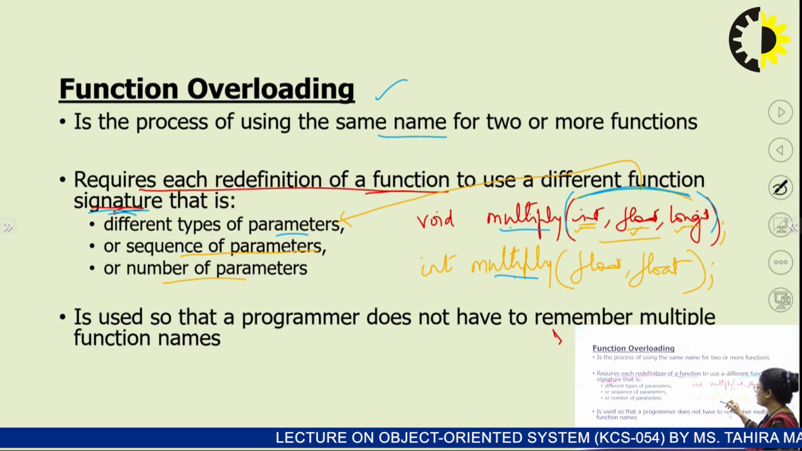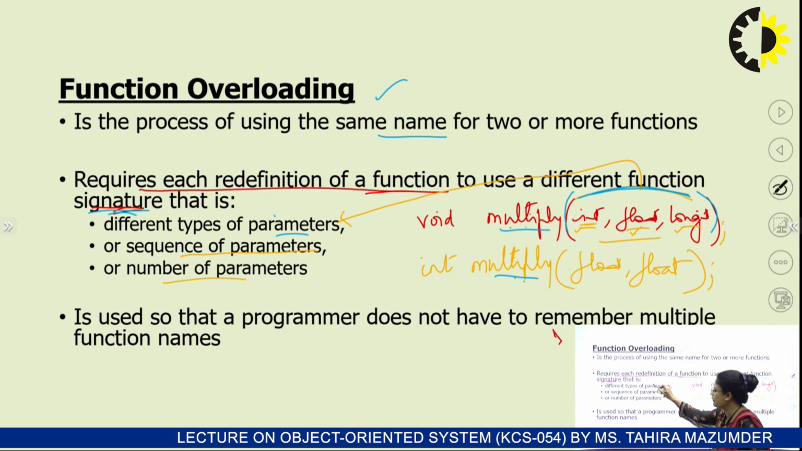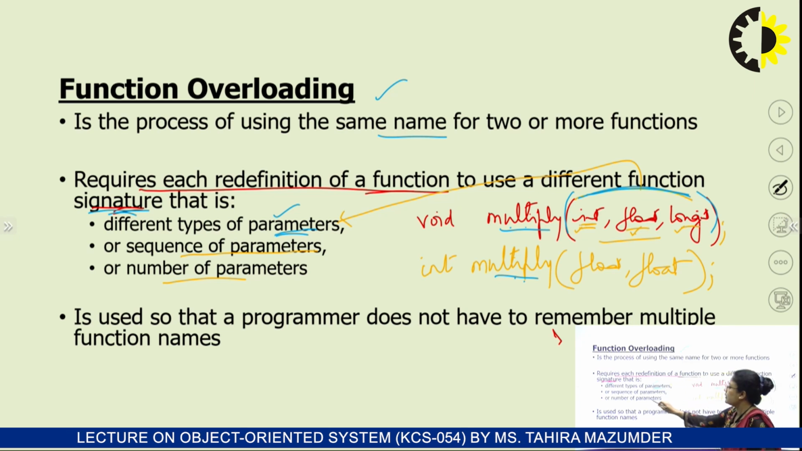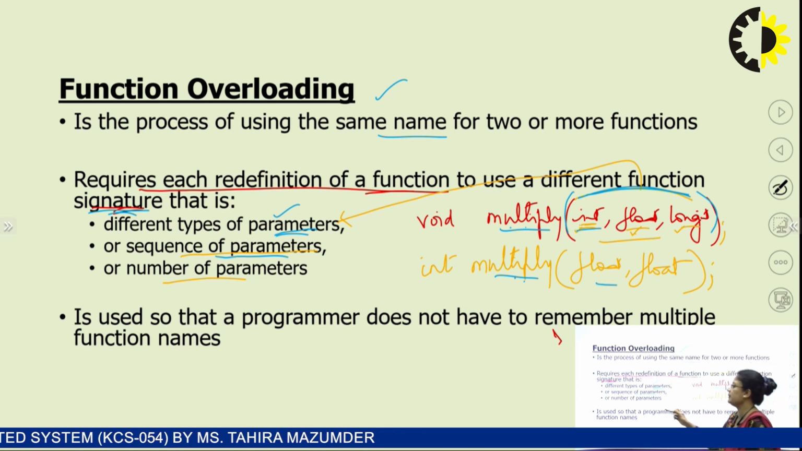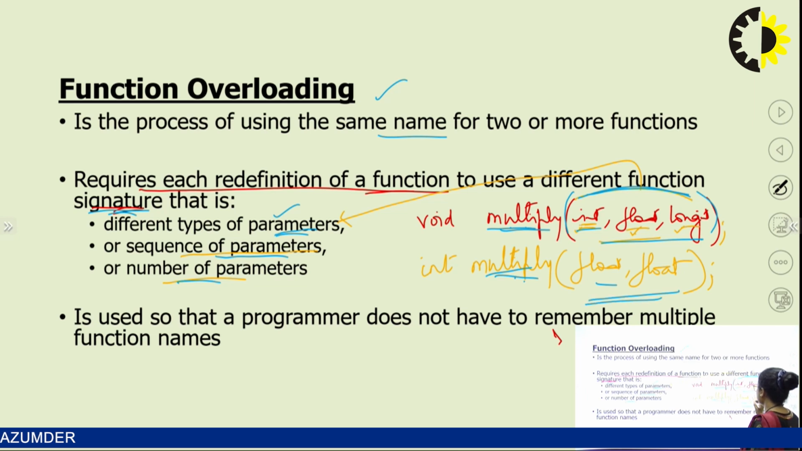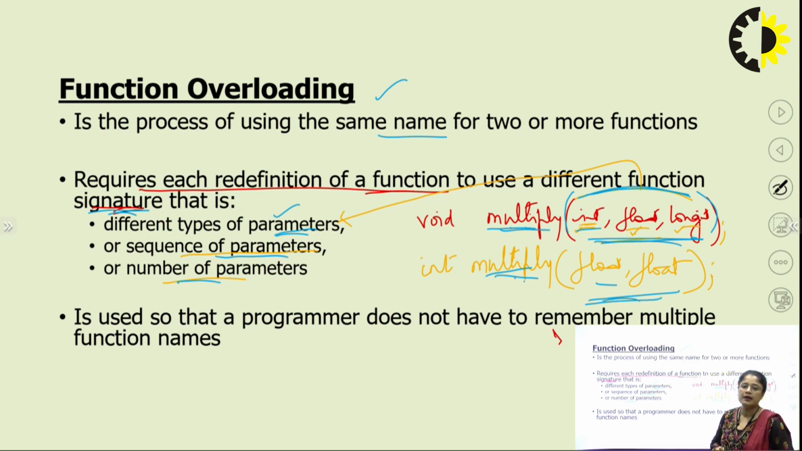The 2 functions with the same name need to have different types of parameters or different sequences of parameters, like maybe here it is having 2 integers, or here it is having 3 integers. Or maybe the number of parameters is different. So the 2 functions need to have the same name but different signatures. The signature is that which is passed within the parenthesis. This is the requirement to go ahead with function overloading, provided the overloaded functions have different function signatures.